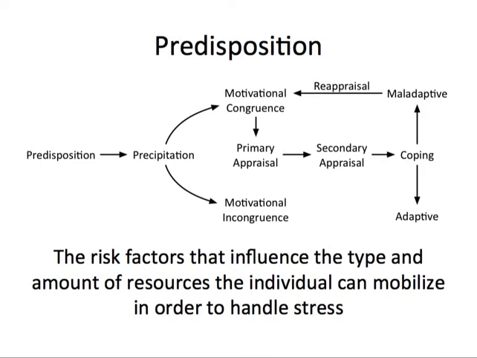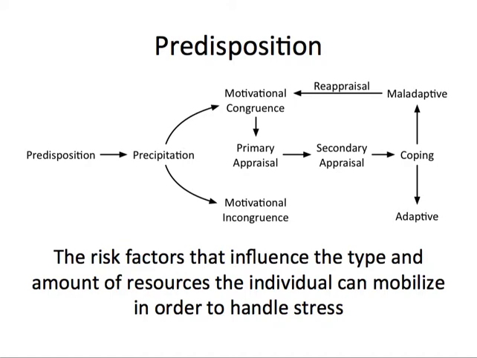Before even looking at the stressor and how the individual appraises it, let's take a look at some of the features that may alter resilience and make the individual more susceptible to a stressor. Here I'm referring to predisposition. Predisposition includes risk factors that influence the type and amount of resources the individual can mobilize in order to handle stress.